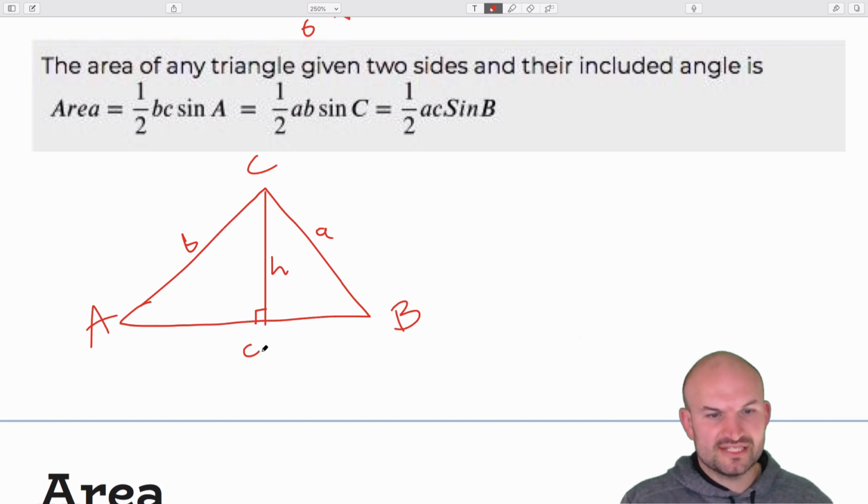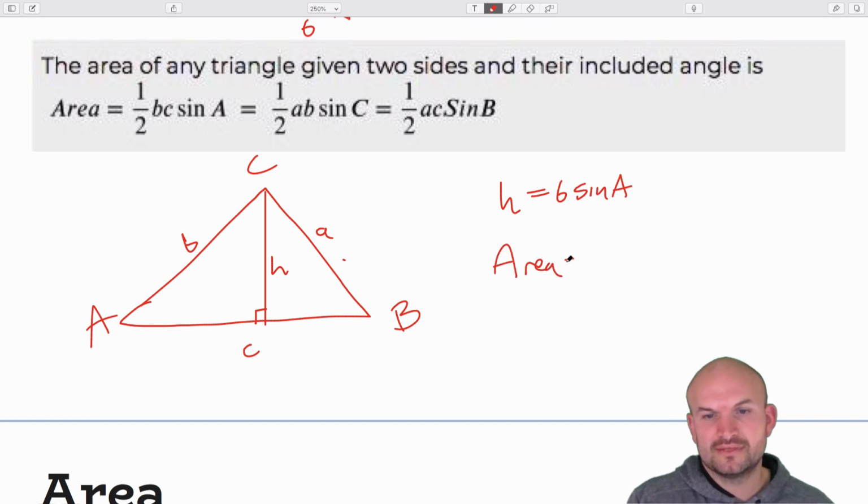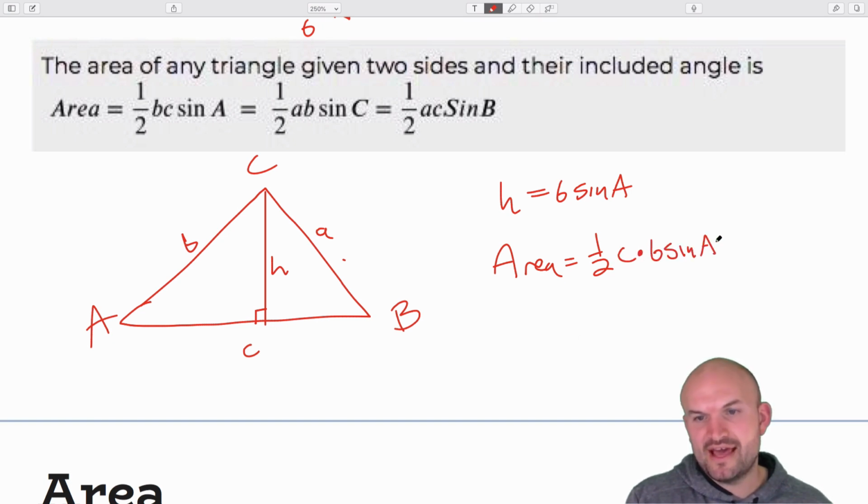So therefore, you can see that little c is the base of this triangle, and the height is going to be the included side times the sine of A. So you could say B times the sine of A is equal to height. So therefore the area is equal to 1/2 base, which in this case is C, times B sine of A.